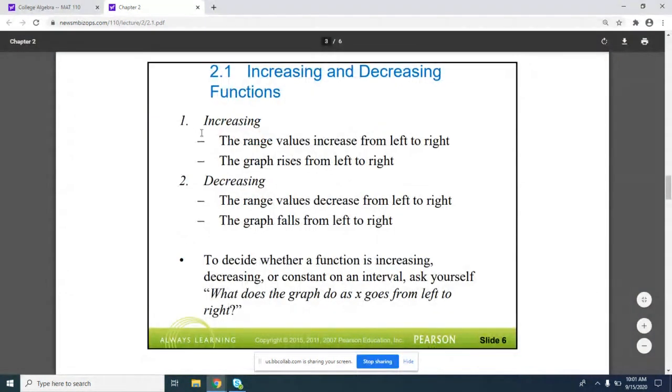And we sort of talked about increasing and decreasing functions. It's just that when you read your graph from left to right and the graph rises, it increases. If you read your graph from left to right and the graph falls, it decreases.